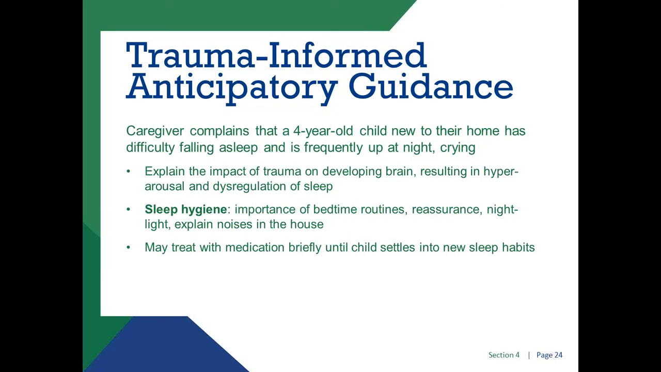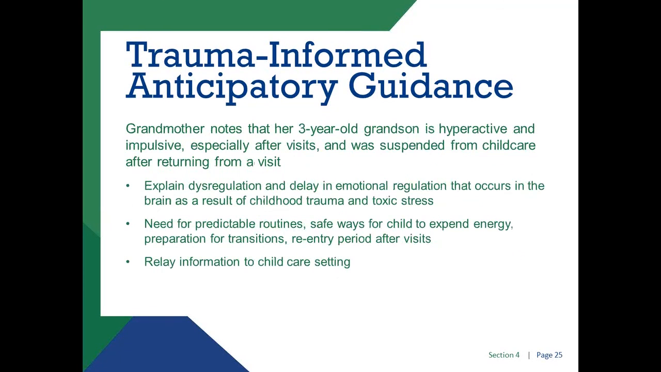And then on the next slide, there's just another little case like this. Again, now it's a child in kinship care, a grandmother who notes that her 3-year-old grandson is pretty hyperactive and impulsive, but especially after visits with his mom, and he was suspended from child care after returning from a visit.